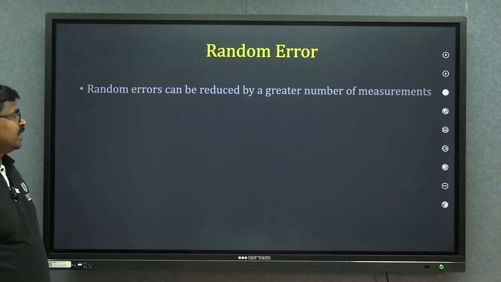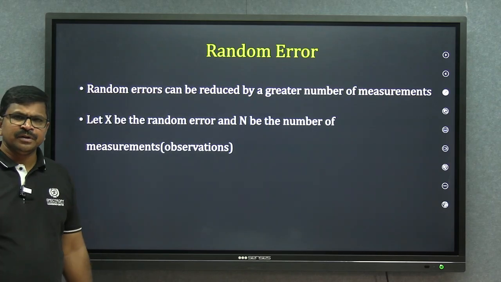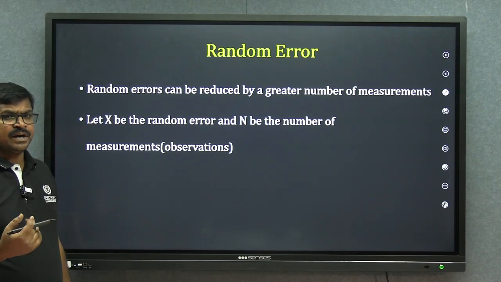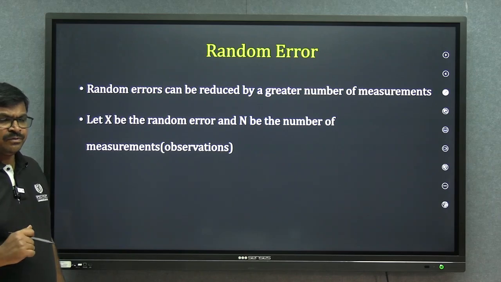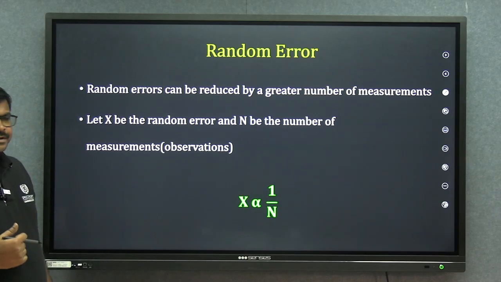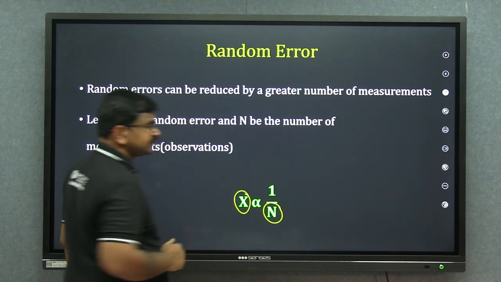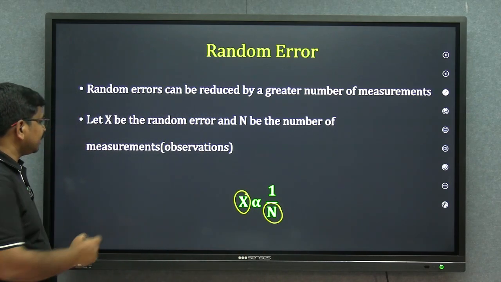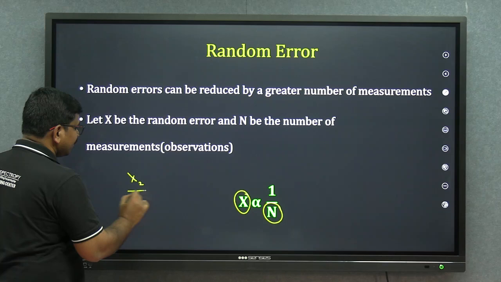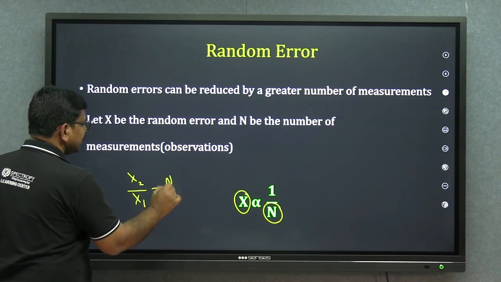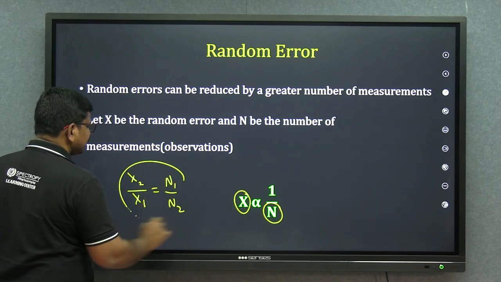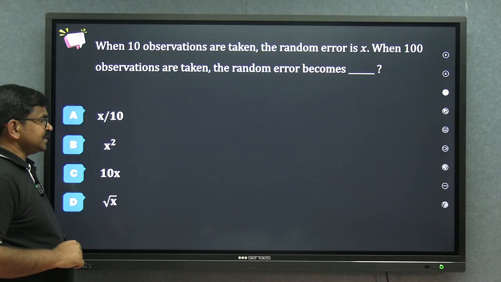Now, random error. Just now we had a discussion of random error in the Gaussian distribution curve, and the mathematical part is that it is always inversely proportional to the square root of n. So for this I can write x2 by x1 equal to n1 by n2. Proportion questions are only possible in this case.